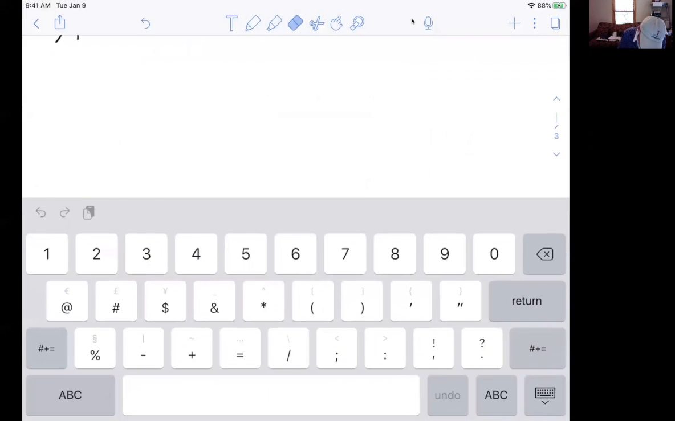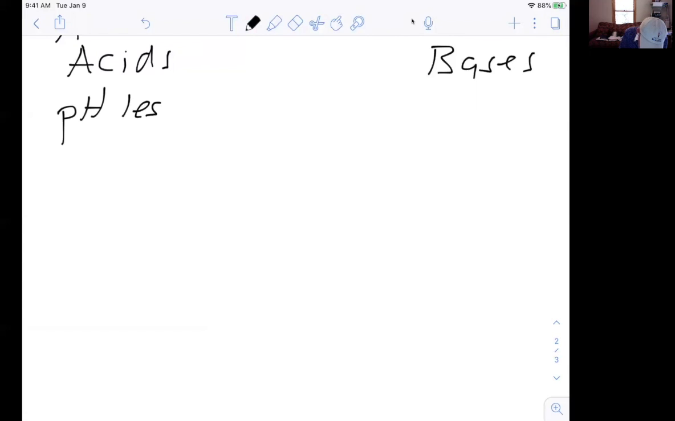Let's continue. I'll make this side my acids. Whoa, my page is moving. I don't know why my page moved. We'll make this side my bases. And acids have a pH that is less than 7. We'll get into what pH really means later.